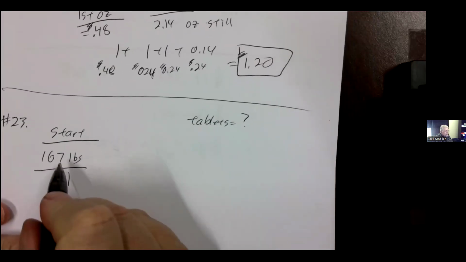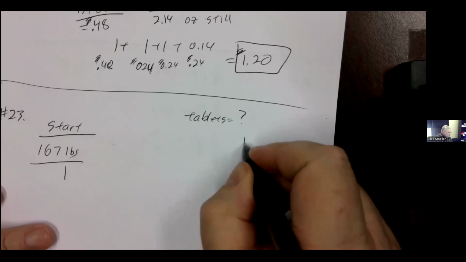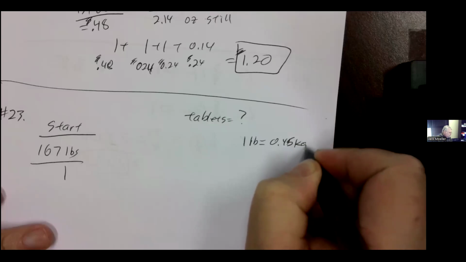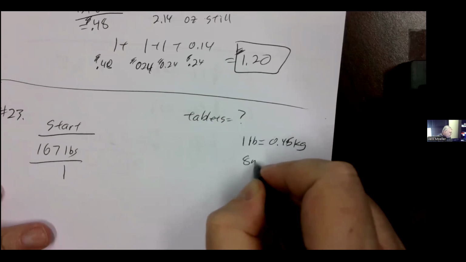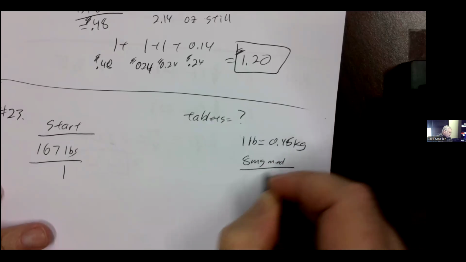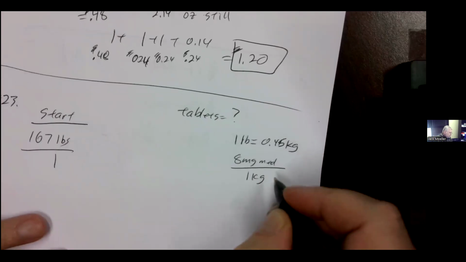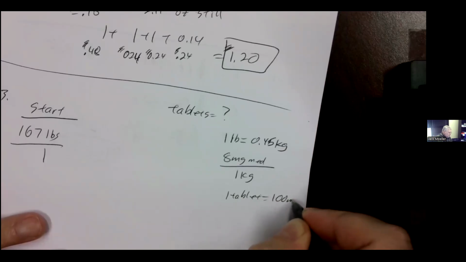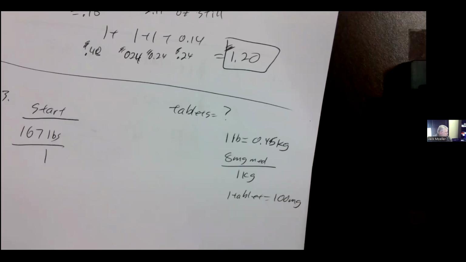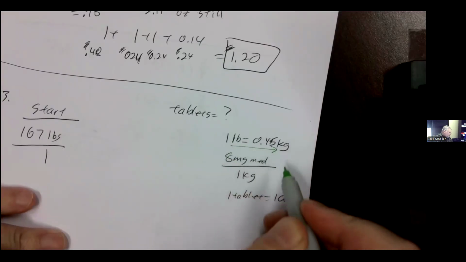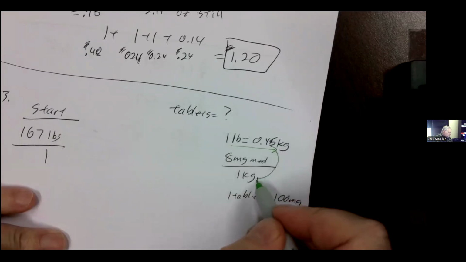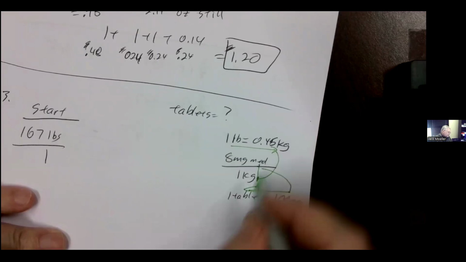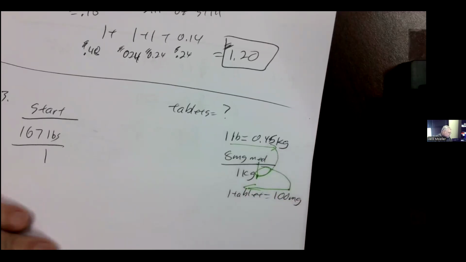Okay, so we know we're starting with a 167-pound patient. They tell us to use 1 pound is 0.45 kilograms. They also tell us that 8 milligrams of medicine is for 1 kilogram of patient weight, and that 1 tablet is 100 milligrams. All right. So we're starting with pounds. We're going pounds to kilograms. Then kilograms takes us to milligrams of medicine. And then milligrams of medicine takes us to tablets. Okay, so this is going to be a 3-step process.